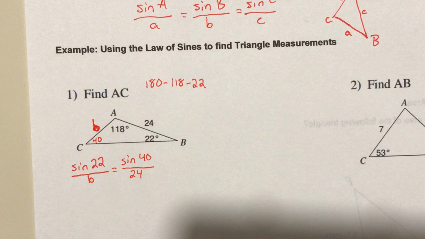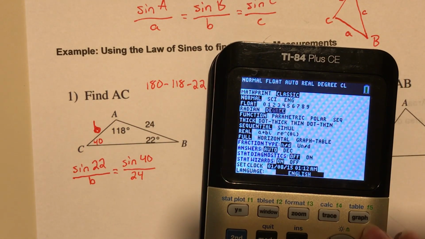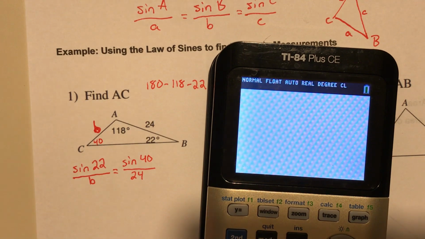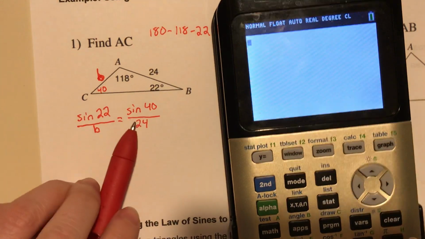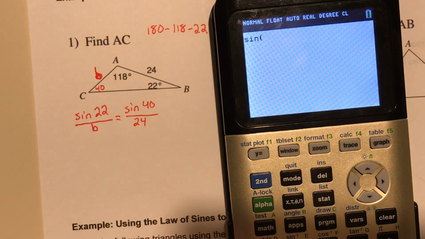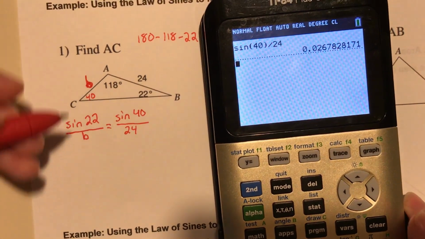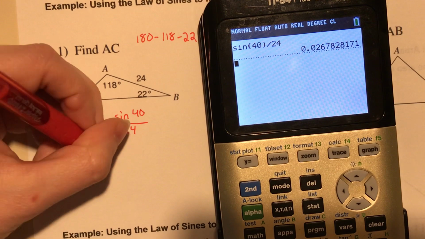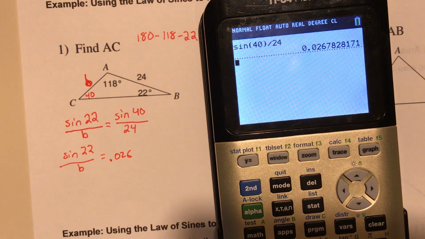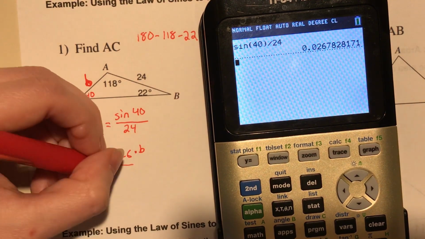You can solve this proportion in any way you want. We know how to solve proportions. So first things first, make sure your calculator is in degree mode. We need degree mode for this whole section because we're working with degrees here. So what I might do is, well, sine of 40 over 24, I'll say sine of 40, close my parentheses, divide that by 24, and I get 0.026 roughly. So I'm going to say sine of 22 over b is equal to 0.026. And then I can solve from here. I can multiply both sides by b and then divide both sides by 0.026.